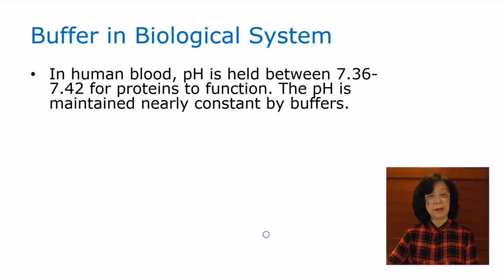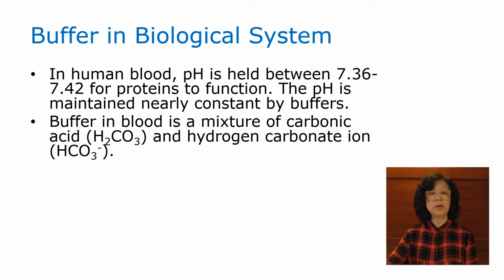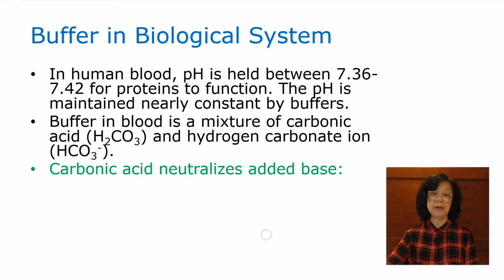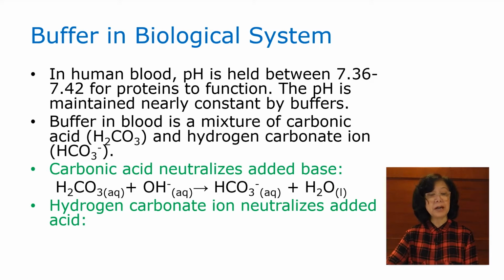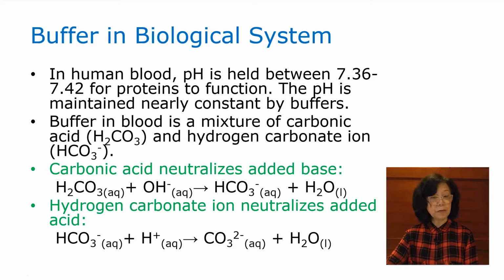There's a buffer in our blood. Our pH is maintained between 7.36 and 7.42 for the proteins to function. Now, the pH is maintained nearly constant by the presence of buffer, because in our blood, we have the buffer system of carbonic acid and hydrogen carbonate ion. The carbonic acid would neutralize added base, according to the following equation, to form hydrogen carbonate ion and water. And the hydrogen carbonate ion would neutralize any added strong acid, according to the following equation, to form carbonate ion and water, therefore minimizing the change in pH.